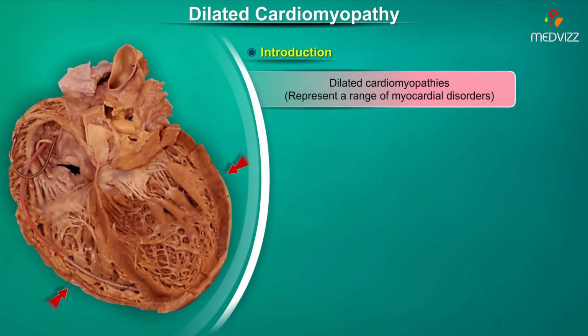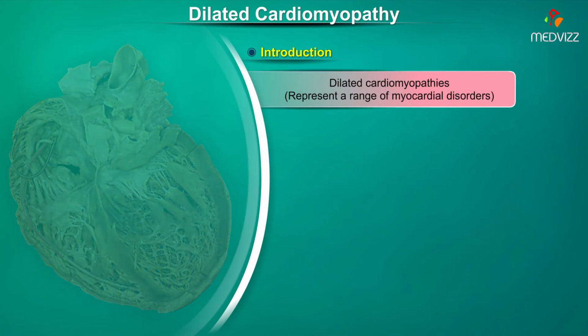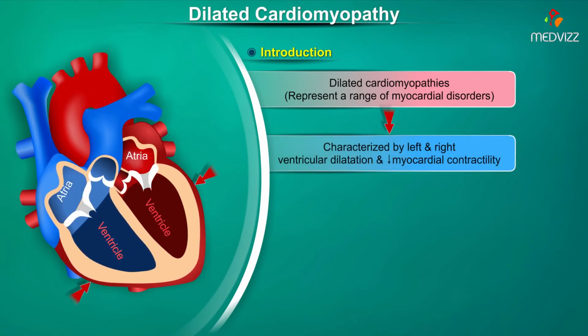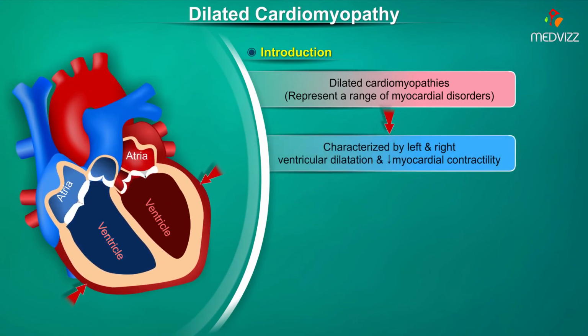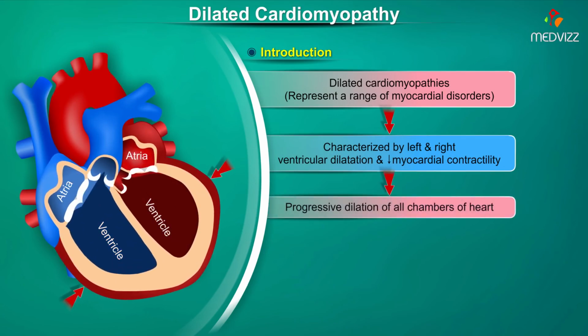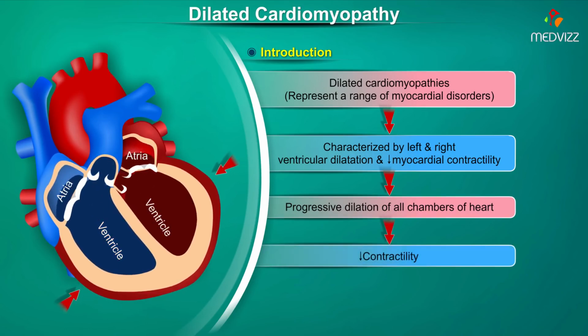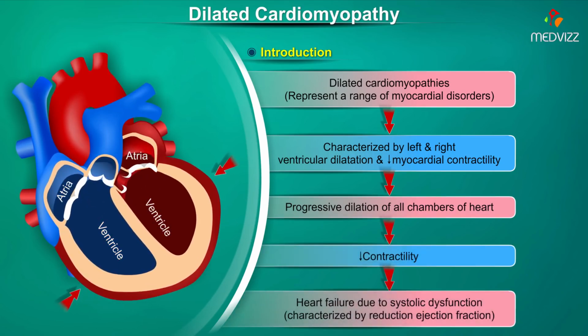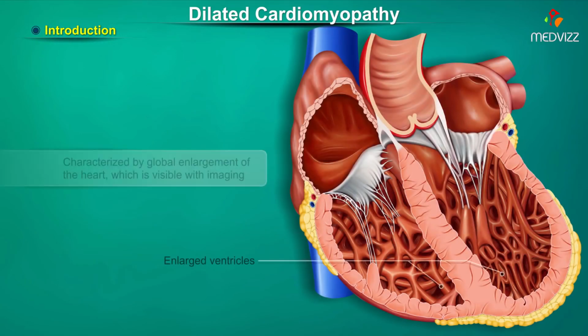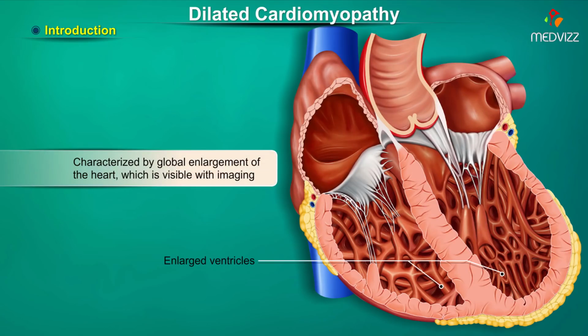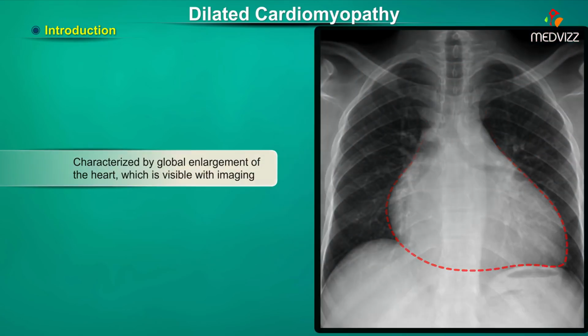Dilated cardiomyopathy, otherwise termed congestive cardiomyopathy, represents a range of myocardial disorders characterized by left and right ventricular dilation and reduced myocardial contractility. There will be a progressive dilation of all the chambers of the heart, causing reduction in the contractility, resulting in heart failure due to systolic dysfunction. The systolic dysfunction is characterized by a reduction in the ejection fraction. Dilated cardiomyopathy is characterized by global enlargement of the heart, which is visible on imaging.